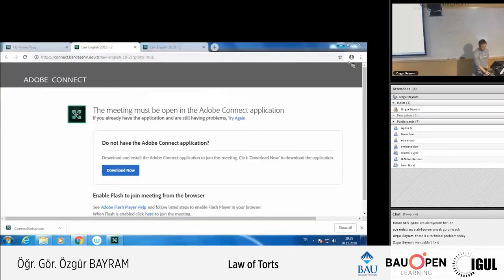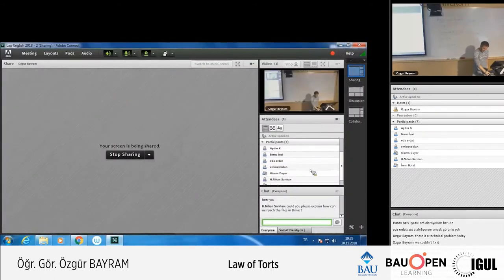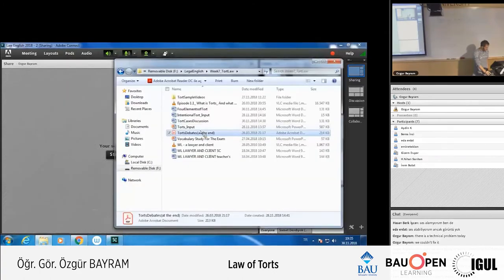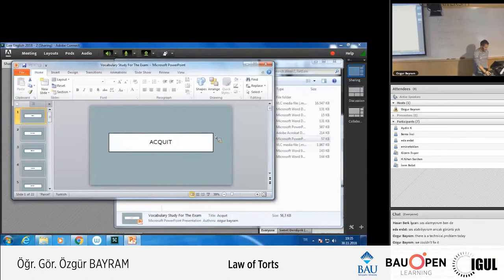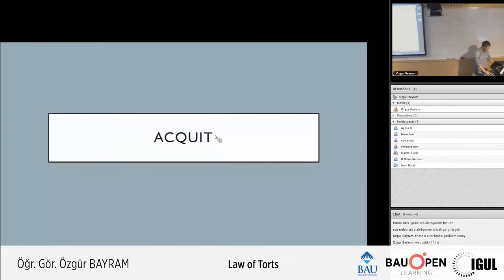All right, guys. Next week we'll do tort again. But before we take a break, let's just go through the vocabulary that will be in the test. And then we'll take a break. Today will be short because the system's not working, so we're going to skip some things. Acquit. These words will be in the test. He was acquitted. She was acquitted. Aklandı.